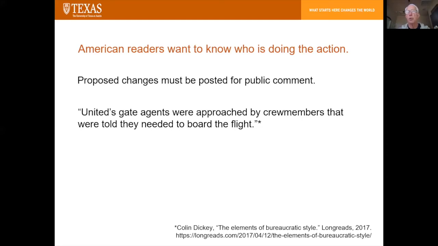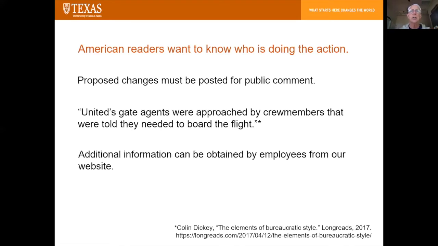The gate agents were approached by crew members. The crew members said, load the airplane, let's go. But in fact, if you read it carefully, that's not what happened here. The gate agents were approached by crew members that were told they needed to board the flight. We still don't know who propagated this problem with loading the airplane. It's written in a way that seems to blame the flight crew, but it could be the gate crew. We just have absolutely no idea.